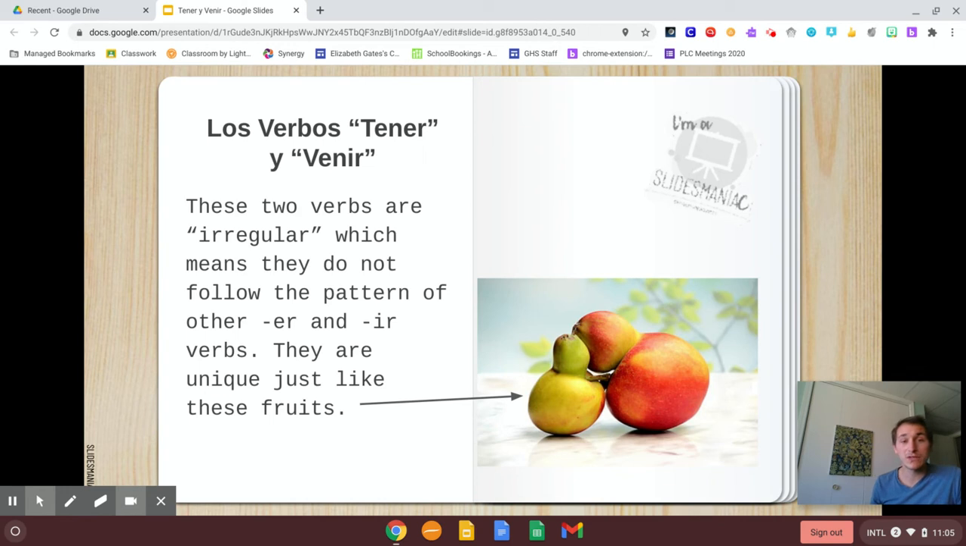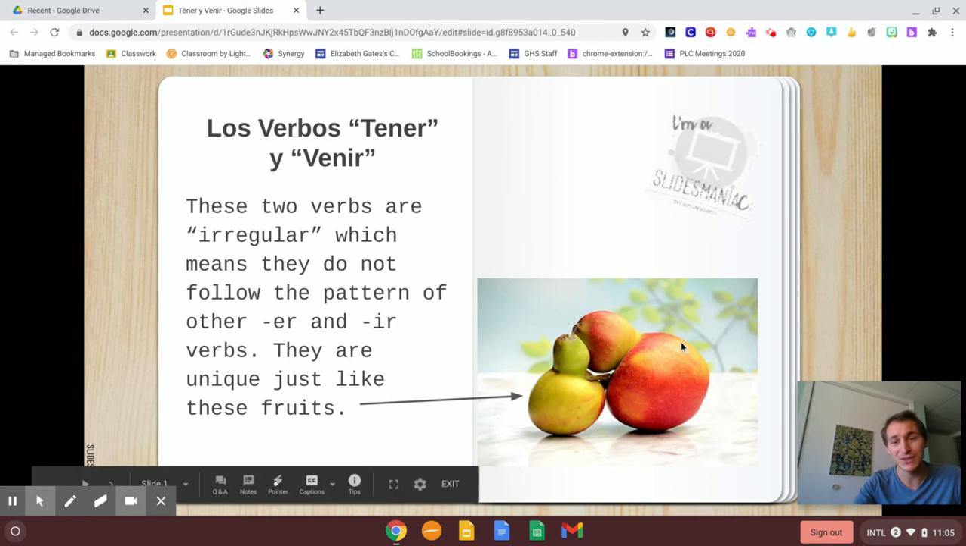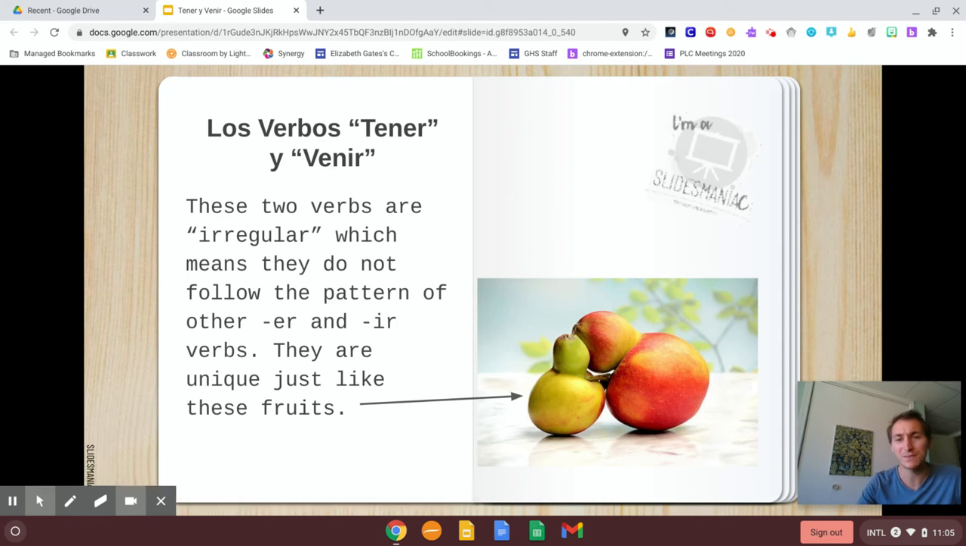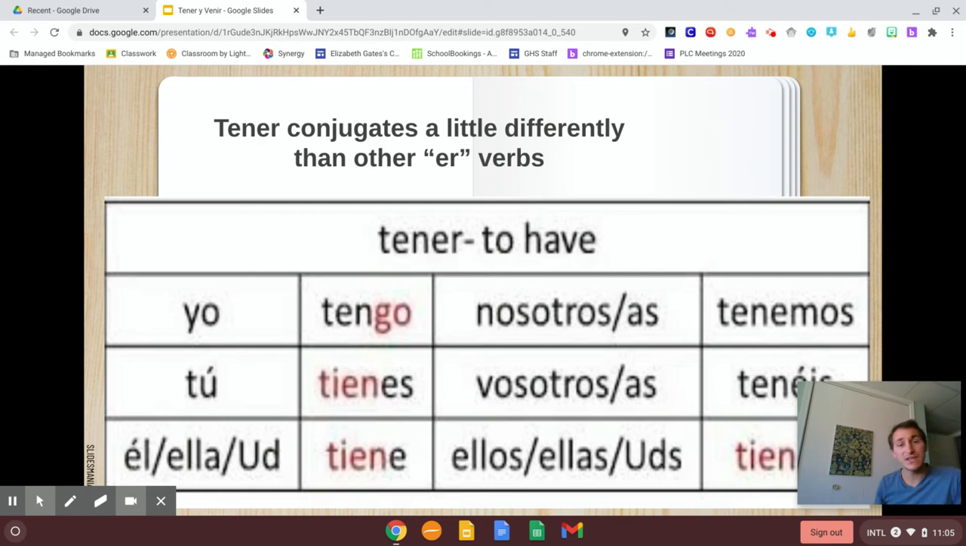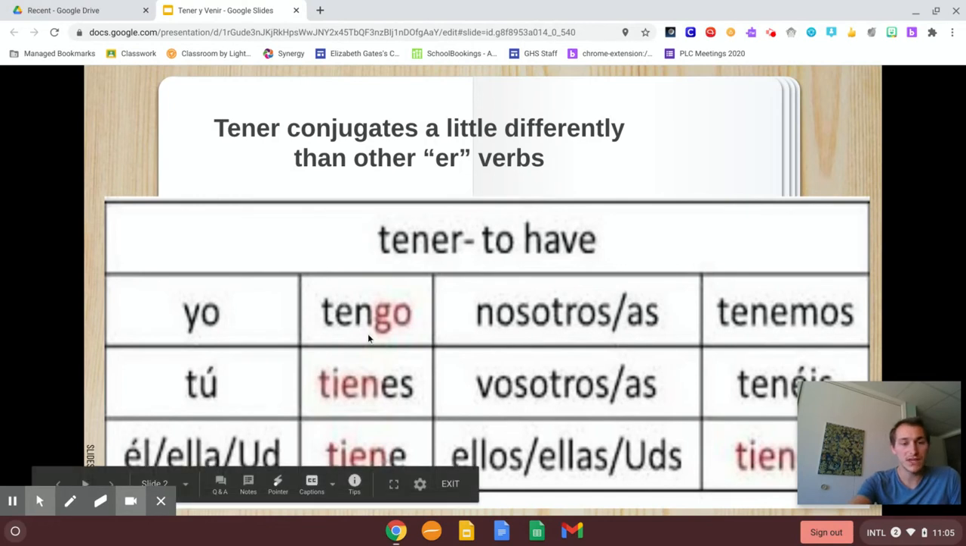So these two verbs are irregular, which means they do not follow the pattern of other ER and IR verbs. They're kind of unique, just like these fruits. Look at how unique they are. This manzana and this manzana. Very extrañas. So, tener conjugates a little differently than other ER verbs. If you look at the yo form, you see it has yo tengo.